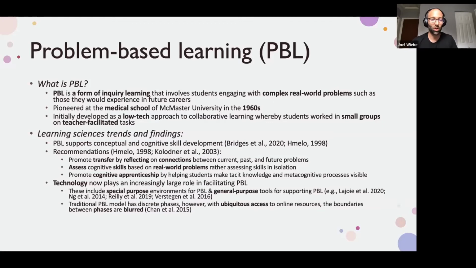In order to promote cognitive apprenticeship, the teacher can help model some of the behaviors they want to see, as well as help students to make known that hidden knowledge or some of the processes of their learning, so that the other students can learn from them.